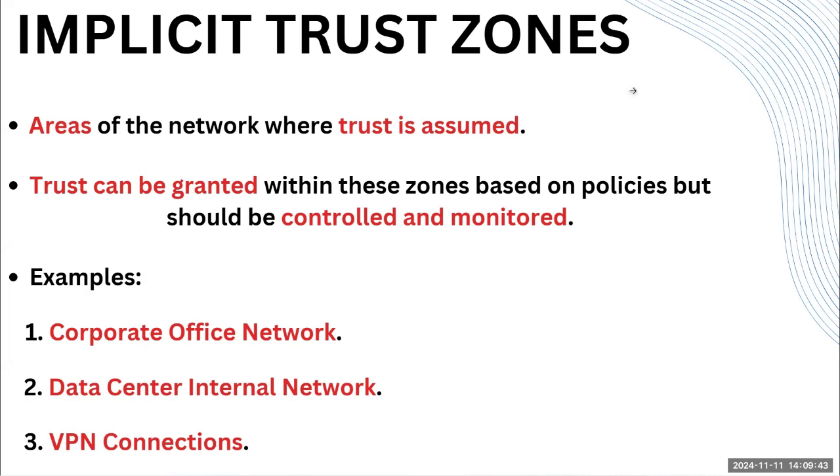Some examples of implicit trust zones that I mentioned: corporate office network, data center internal network, and VPN connections. Now, corporate office network and data center internal network, especially data centers, they have the highest security, right? So this is why we can determine that whoever is connected to our data center is implicitly trusted because of the various security checkpoints that he has to go through. But let's say, for example, VPN connections. Why do you think I put VPN connections?